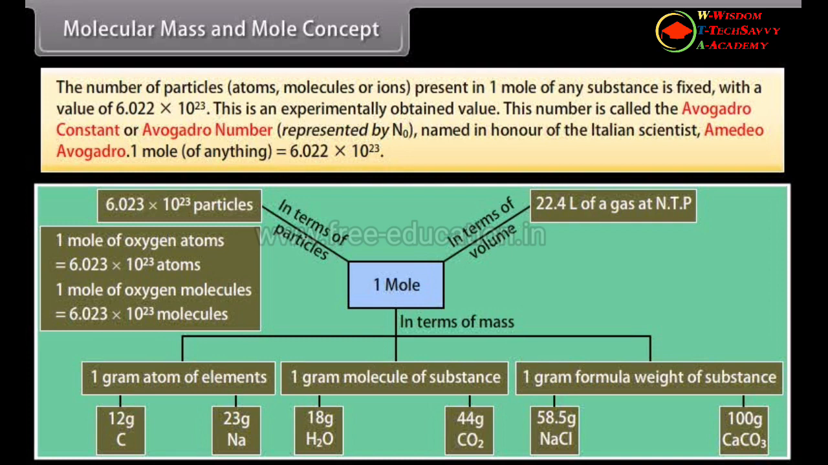The number of particles, atoms, molecules, or ions present in 1 mole of any substance is fixed with a value of 6.022 times 10 raised to the power 23. This is an experimentally obtained value. This number is called the Avogadro constant or Avogadro number, represented by N0, named in honor of the Italian scientist Amedeo Avogadro. 1 mole of anything is equal to 6.022 times 10 raised to the power 23.